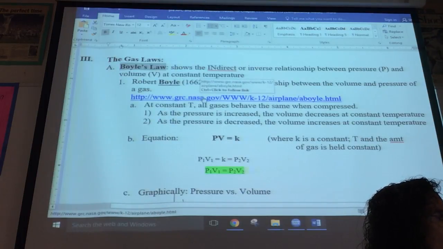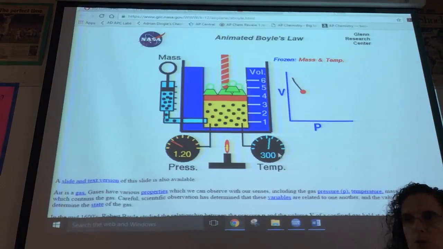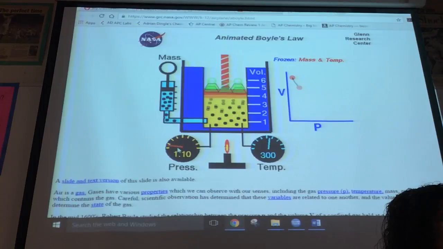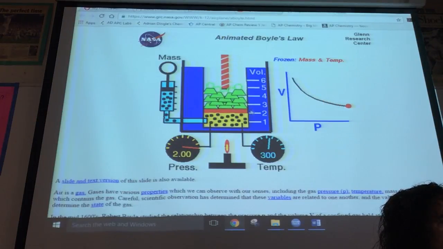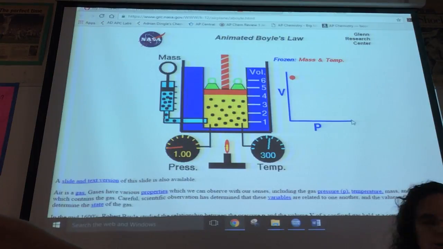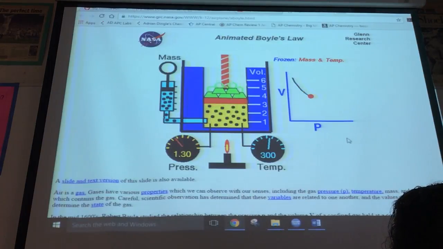We can look at Boyle's law a couple different ways. For example, this is a little hard to follow. Here's your temperature gauge. You want to maintain constant temperature. Here's the pressure gauge. So when the piston is going down, the pressure is increasing. As the pressure increases, the volume decreases to 2 liters. As the pressure is decreasing, the volume increases, and you can see this inverse or indirect relationship. As the pressure increases, the volume decreases. This is an inverse relationship. It's important to understand the relationship to be successful with these types of problems.